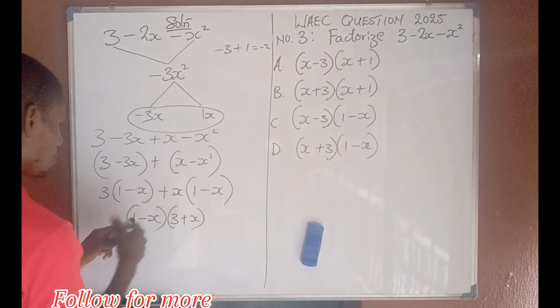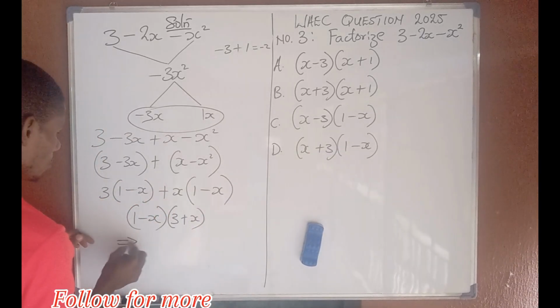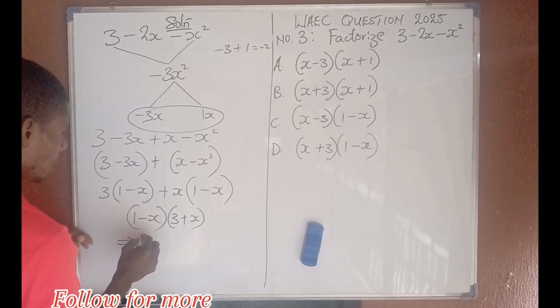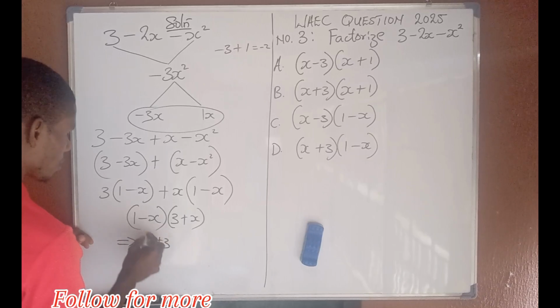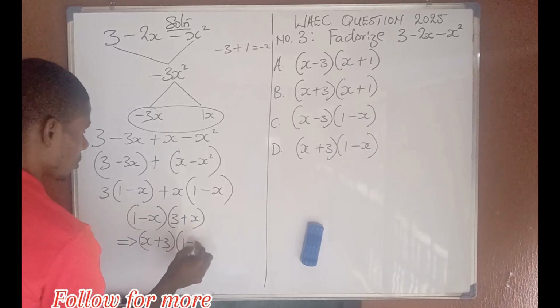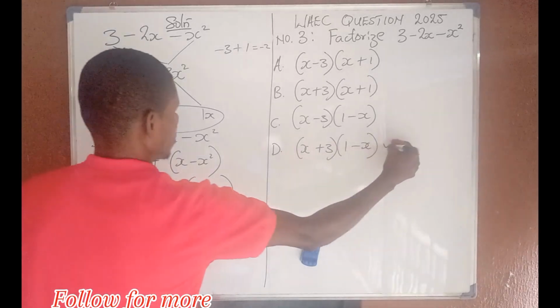It can be reversed, all right? This can as well be x plus 3 into 1 minus x, and this is what it is.